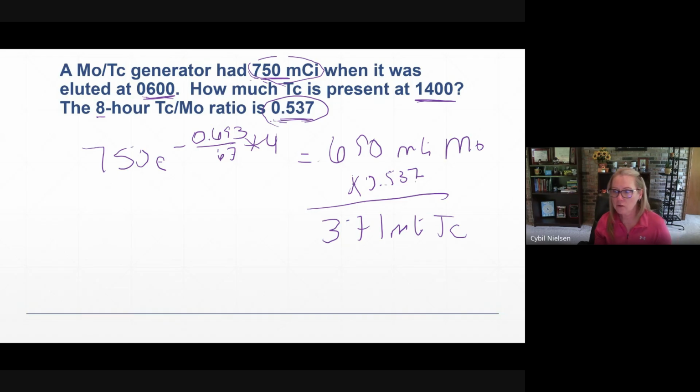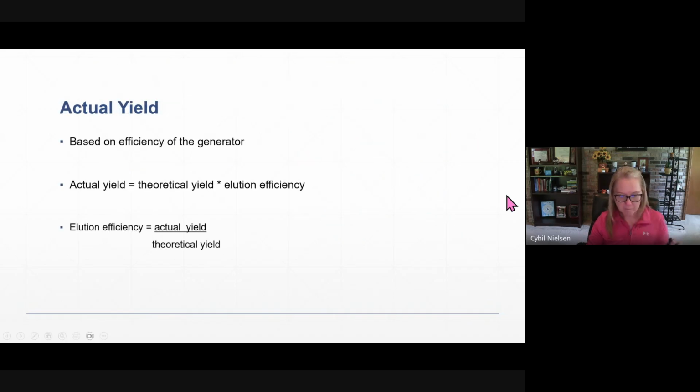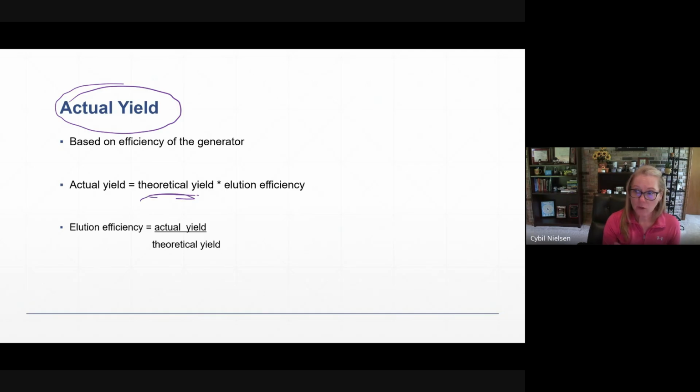So that's the theoretical yield. That's when you're in the radiopharmacy and you have 6 different generators and you're like, I need 300 millicuries of technetium. Which generator am I going to use? So I'm going to calculate the theoretical yield of all of them. And that's which one I'm going to milk. The actual yield is what I actually get. And so that's going to be the theoretical yield, what you think is in there, times the efficiency, the percentage that you can get out. And likewise, the efficiency is what you actually get divided by how much is in there.